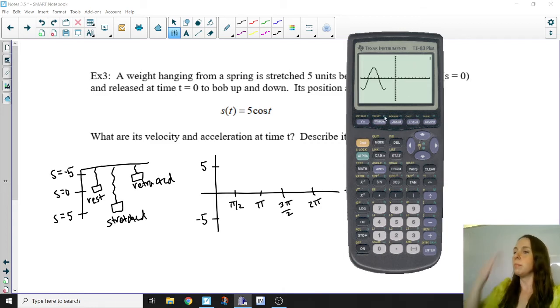Oops, I did not mean to do that. I meant to do zoom 7 again. I guess I need to change my window slightly.